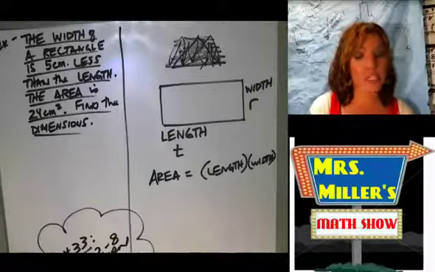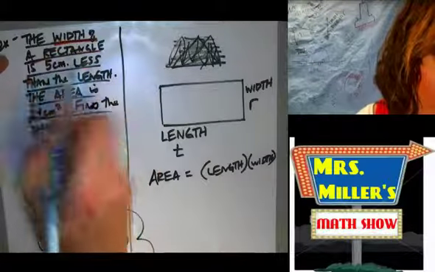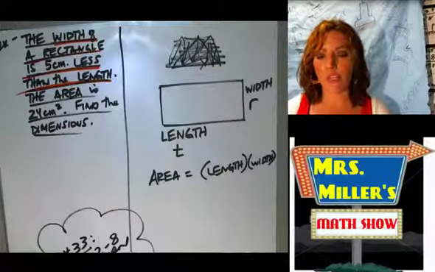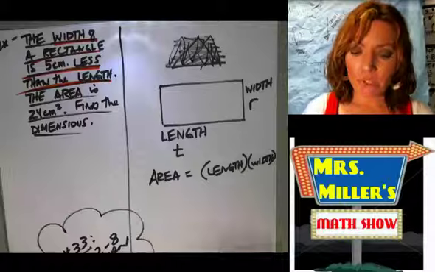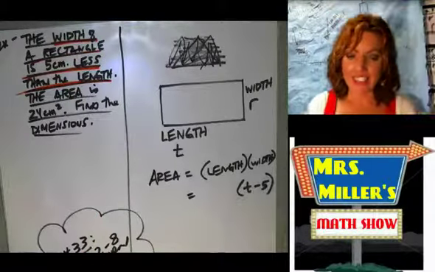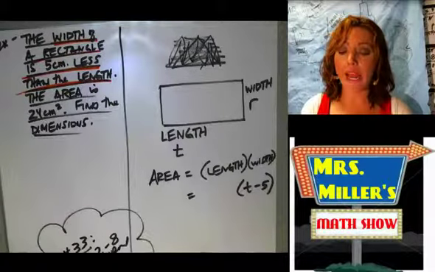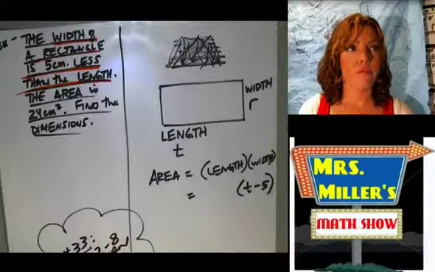Okay. Let's just make sure we're all on the same page. It says the width is 5 centimeters less than the length. Okay, so how would that look? That would be T minus 5. Good. Okay. Zach, nicely done. Okay. What else? So now we have the width. What next? What else can we plug in?